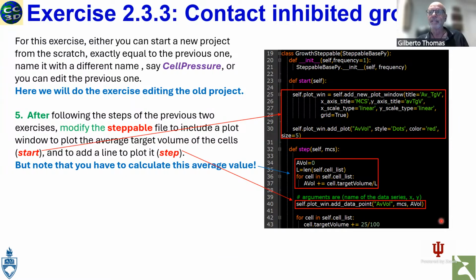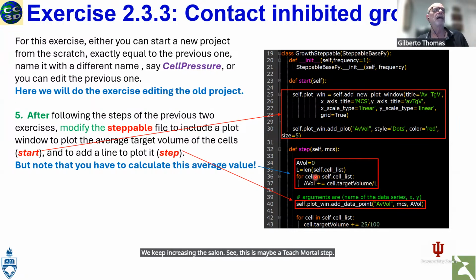Okay, moving on. Once I have the value of the average volume, I can plot it in that window, AV vol here. See? Add the data point as we did before. In the window AV vol, we plot the x-axis MCS, and y-axis AVol. And we update the cell target volume.